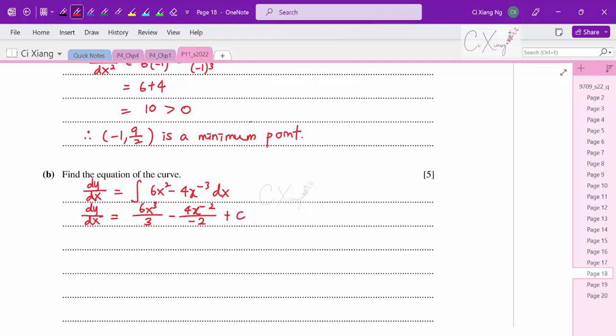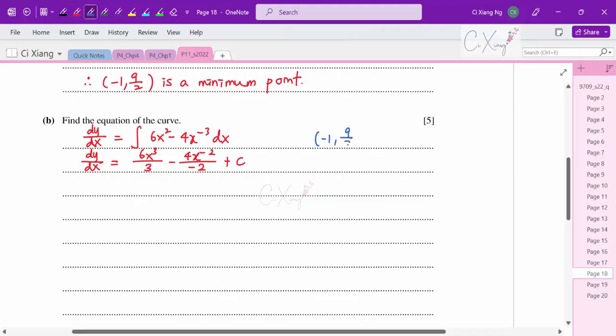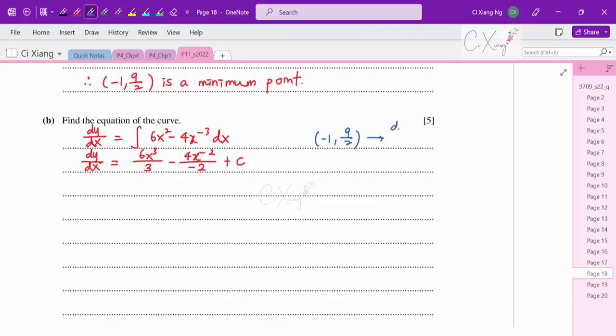To get the value of c, I need all the information here. I know that my stationary point is -1 and 9 over 2. At this stationary point, dy dx equals 0, because the gradient of the tangent should be equal to 0 at every maximum and minimum point of a curve. By looking at these values, I can substitute the relevant values into this equation. For dy dx, I can substitute 0.